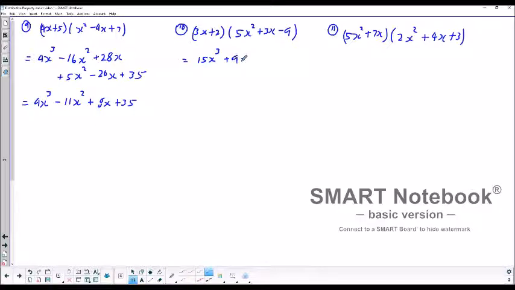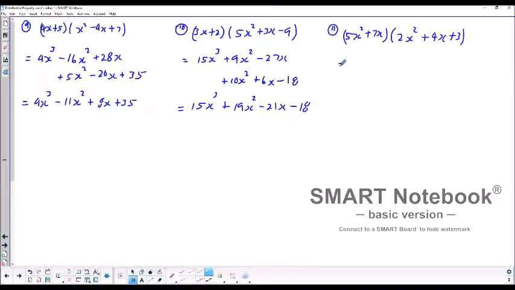Question 10, we got 15x cubed plus 9x squared minus 27x, and then plus 10x squared, now multiplying the 2 into the second bracket, plus 6x minus 18. And then add them in grouping in the columns of their like terms. So you get 15x cubed plus 19x squared minus 21x minus 18.